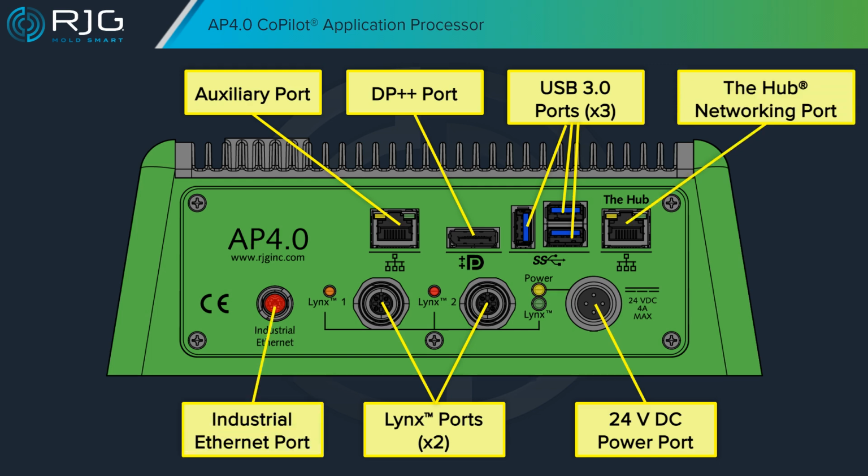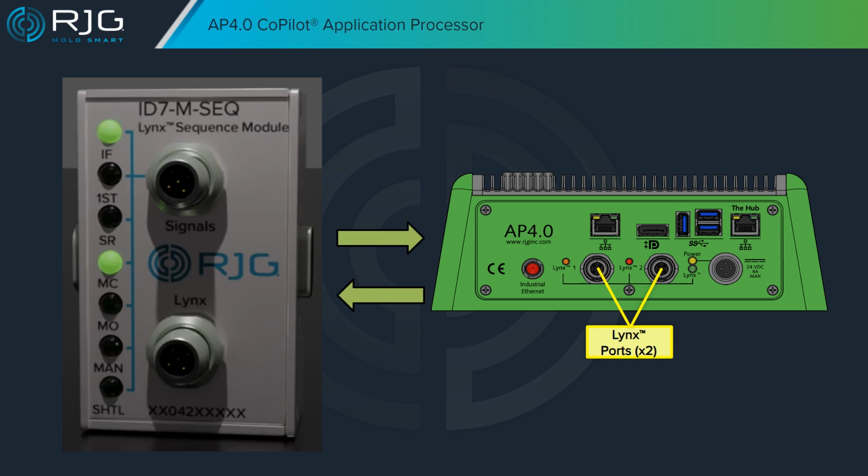port. Lynx devices, such as the ID7MSEQ Lynx sequence module, gather raw data about the machine's sequences, pressures, injection unit position, and other parameters during the injection molding process. These devices are digital and contain electronics to enable automatic identification when connected to the CoPilot system.